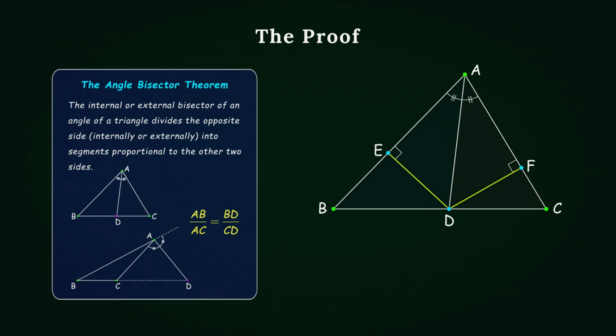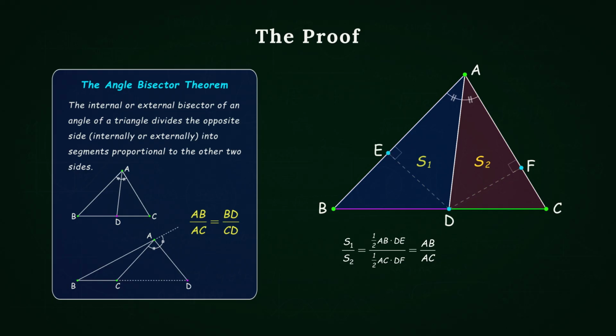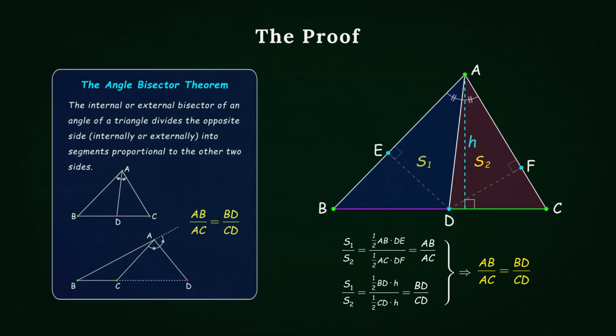Looking at the two triangles on the left and right, if we take AB and AC as their bases, then DE and DF are their respective altitudes. Since these two altitudes are equal, the ratio of their areas is simply AB to AC. Alternatively, if we take BD and CD as their bases, they share the same altitude. Consequently, the ratio of their areas must be BD to DC. By combining these two results, we can reach our conclusion.